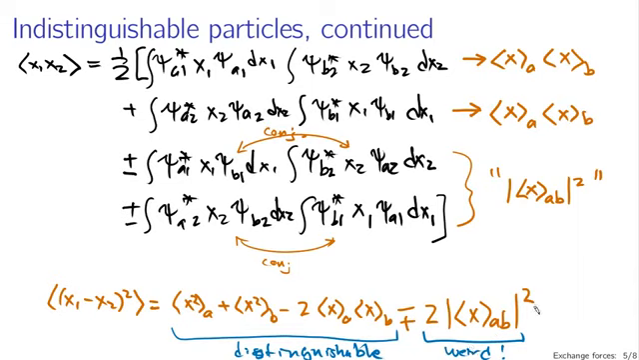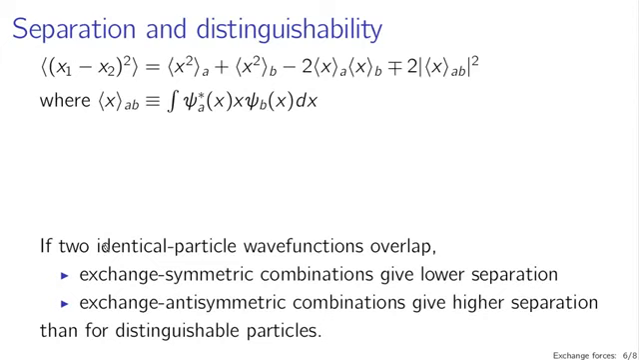This tells us that whether we use the plus sign or the minus sign in the indistinguishable particles case, we get something different for the expected value of the separation between these two particles. So separation has an effect on distinguishability. Combining our results all together, the expected value of the separation of the two particles, the difference between their two positions, gives you a distinguishable particles result plus or minus this difference.